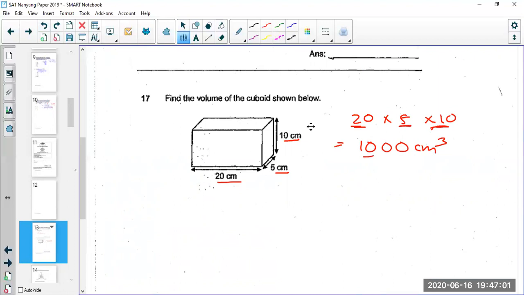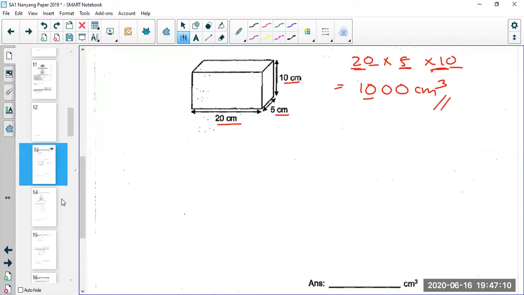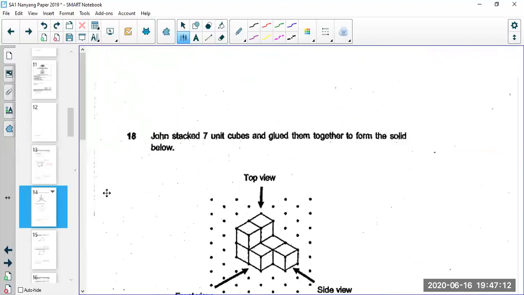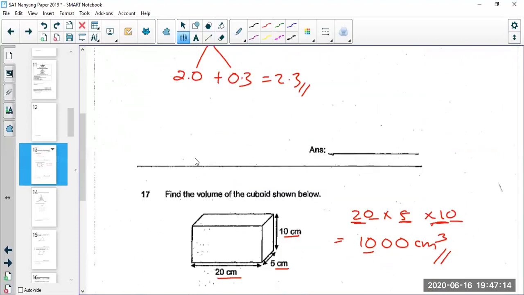There are 2 zeros here, right? So you just add 2 zeros behind. So the volume is 1000 cm cubed. You get the answer correct? Okay, next one. Question 20. Okay, need to copy down. You get the answer correct?